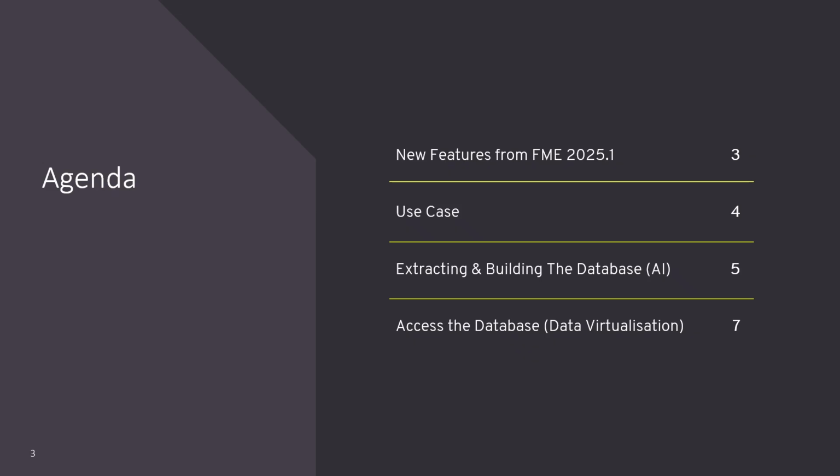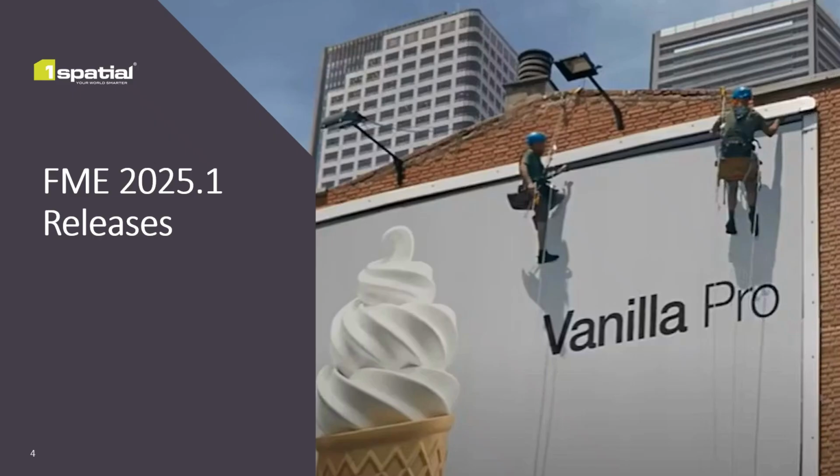Just quickly, I'll tell you about the agenda. I'll explain those two features from FME 2025 in case you haven't done the update or you're just not quite across them yet. I'll go through the use case in which they're applied, which has been done over in our head office in the UK. Then we'll go through the two components of extracting and building the database, which is where AI is used, and then also accessing the database, which is done by data virtualization. First up, we'll go through those two features in the new release.